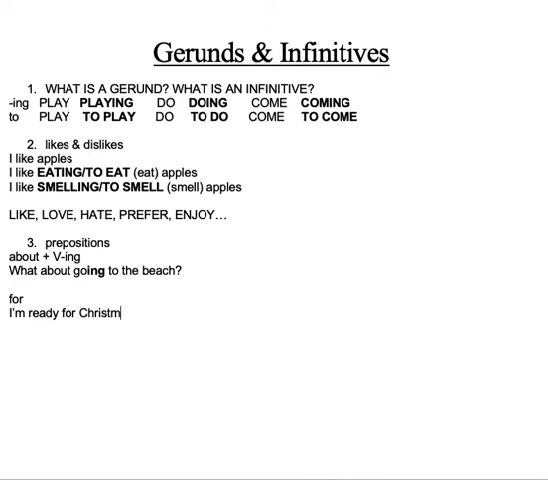I'm ready for Christmas. And now let's introduce a verb. Let's say, I'm ready for buying Christmas decoration. All right, so as you can see here, again, you have an ing form. This happens with all prepositions except one, except the preposition to, because obviously the preposition to goes together with the infinitive. So this is number 3, prepositions.